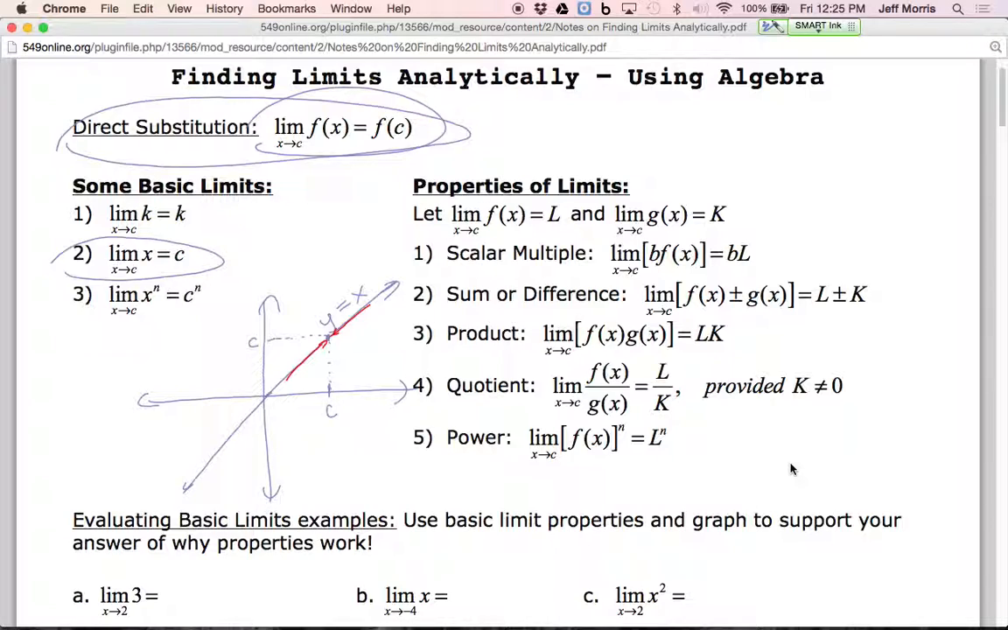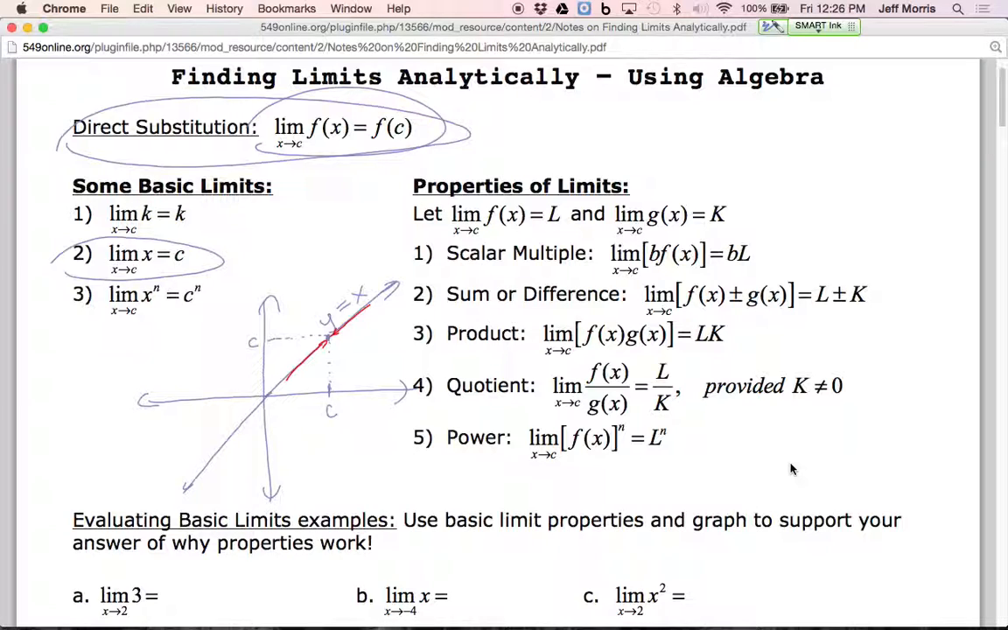Which perfectly demonstrates direct substitution. Because then what I'm saying here is the way you figure out this limit is the limit as x approaches c of x, just plug c in for x and you're going to get c. That is direct substitution in a nutshell.